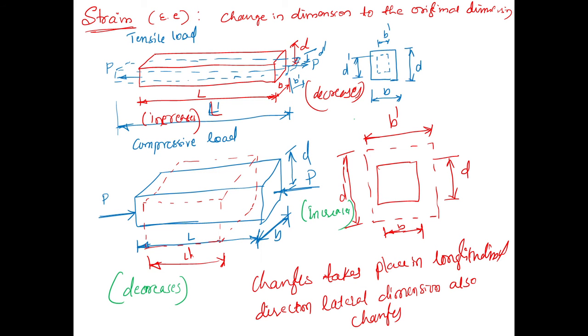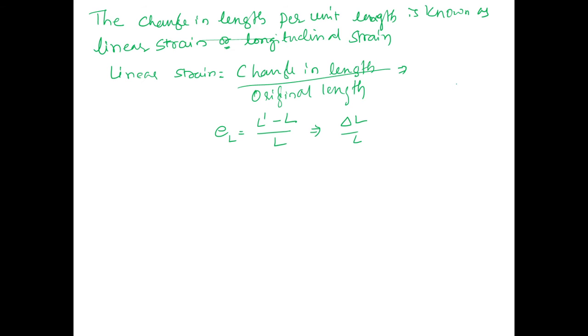Now just look here. L dash is the final length, L is the initial length. What is the change in dimension here? L dash minus L. Original dimension is L, right? Similarly, if it's compressive, then L dash is a lesser value and L is a greater value. We are going to get the strain as a negative value because of the compressive nature.